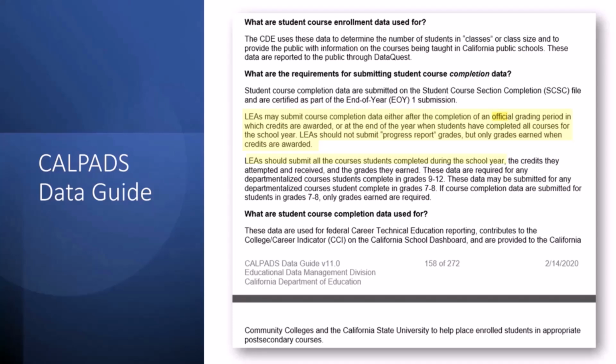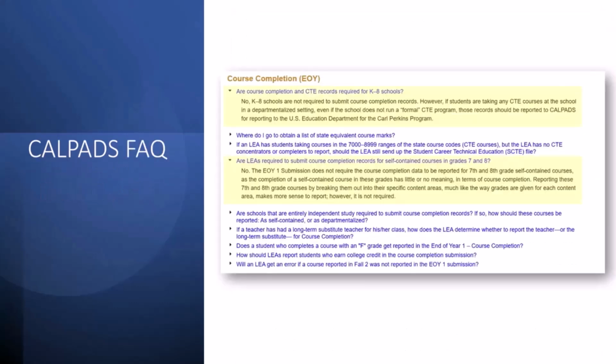So the key thing here is CALPADS is saying we want course completion data for students who have completed official grading periods. And then you can see also highlighted, LEAs should submit all the courses students completed during the school year. If a student goes from school to school within the school year, you want those records.